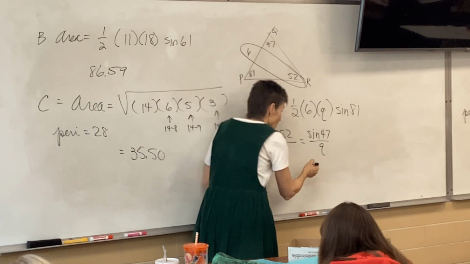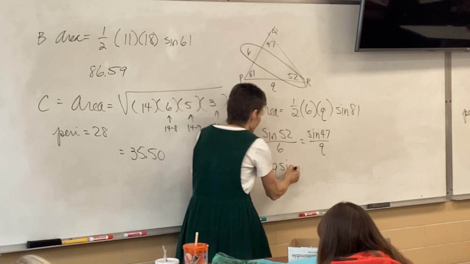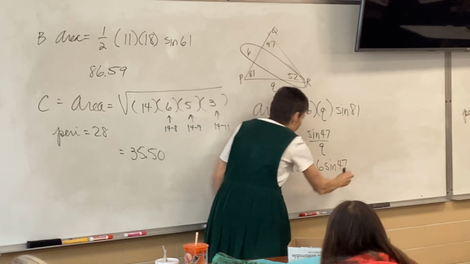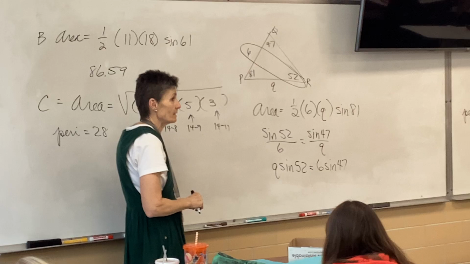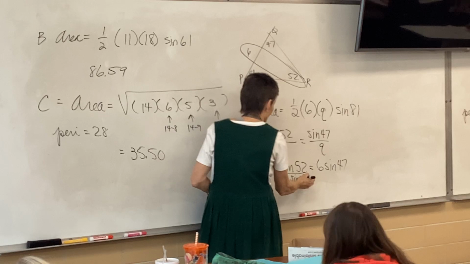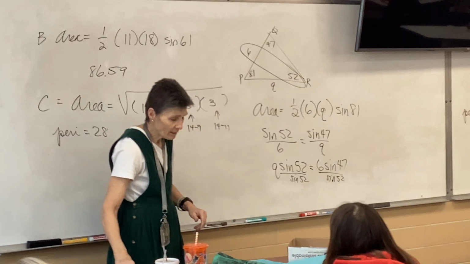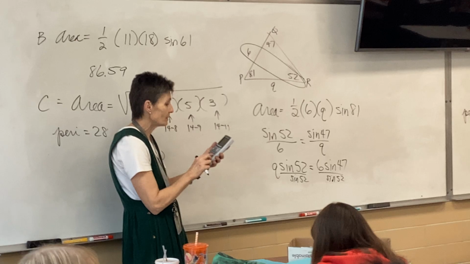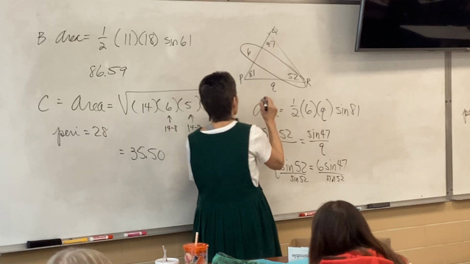So Charlie, I'm going to cross multiply. You watching? So it's going to be Q sine 52 equals 6 sine 47. That's how it works every single time. What do I need to divide by? If I want to know what Q is, I'm going to need to divide by sine 52. No inverse here, just type it straight in. 6 sine 47, close parentheses, divided by sine 52, 5.57.